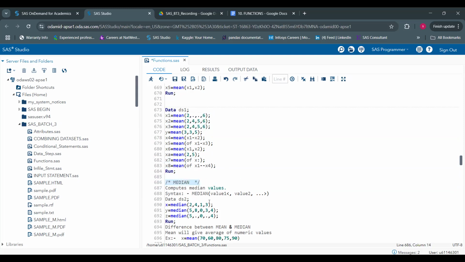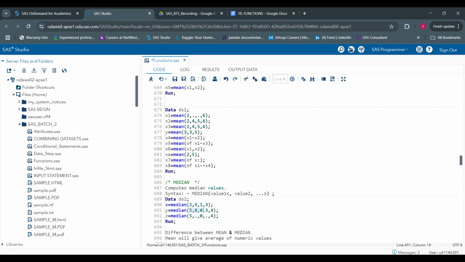Next is median. So how does this median work? Basically, if it is an odd number of digits, the middle number will be the median value, and if it is an even number of digits, the middle 2 will be taken, and the average of the middle 2 will be the median value.